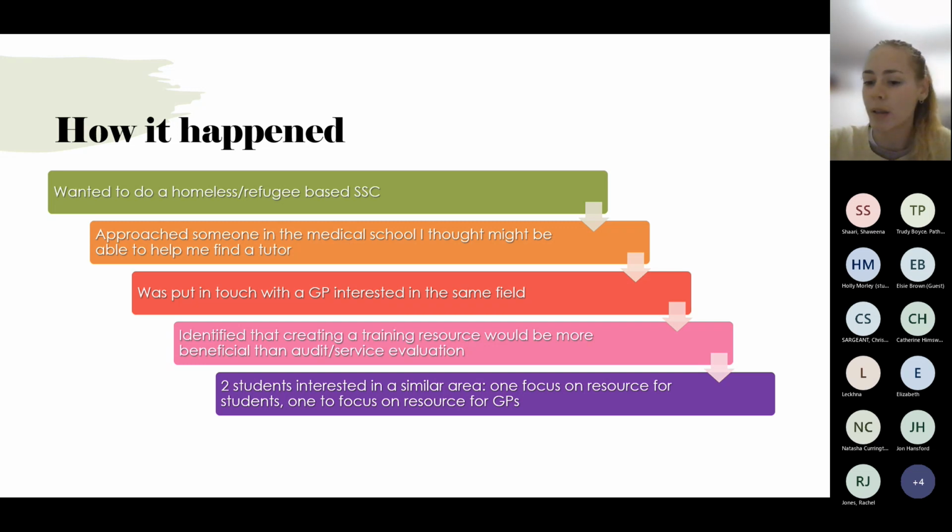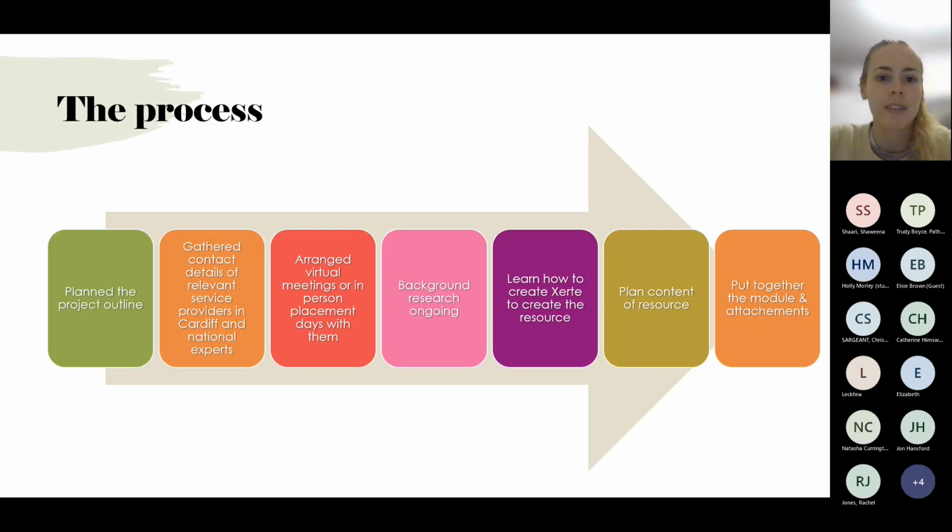As we started talking about what we could do for this project, it was identified that creating a training resource would probably be more beneficial than a traditional audit or service evaluation style project, because there was a lack of knowledge. So creating a learning resource was a more valuable use of time. There were two of us who were interested in this similar area, being supervised by Dr. Jones. One of us was to focus on a resource for medical students that could be embedded into the Cardiff C21 curriculum, and one of us was going to do a resource for GPs. And that is the project that I took on.